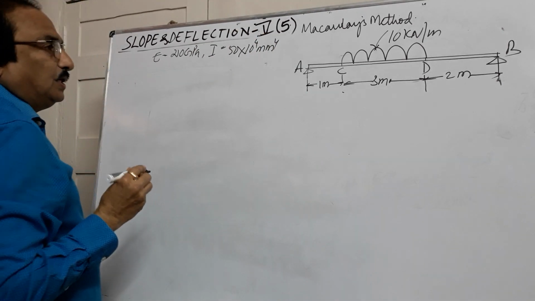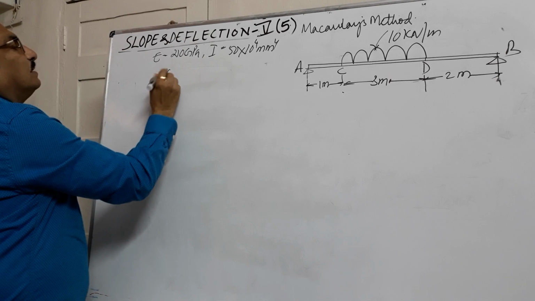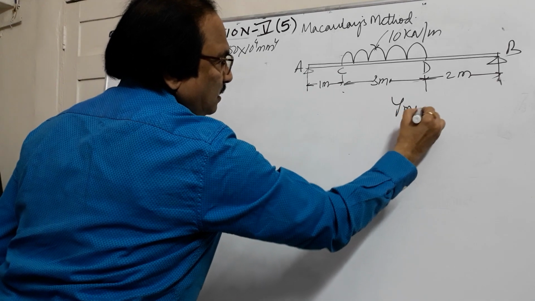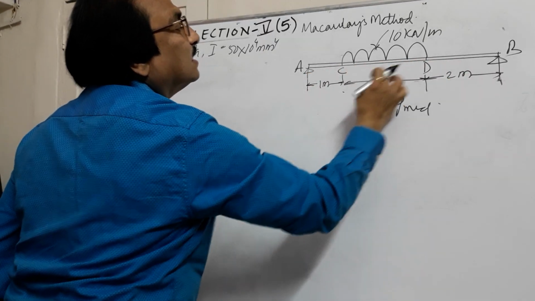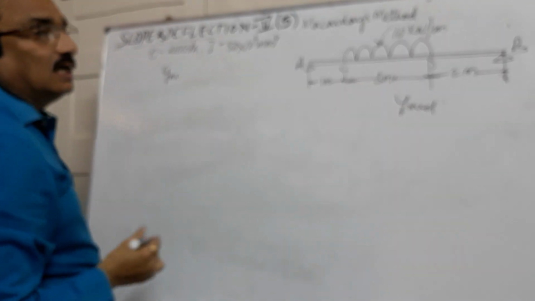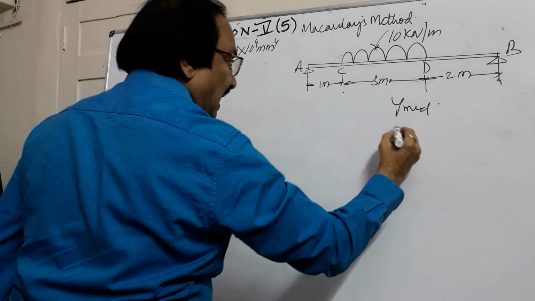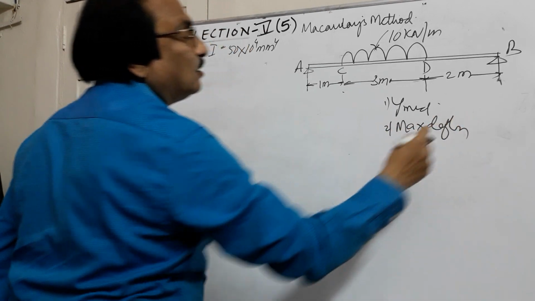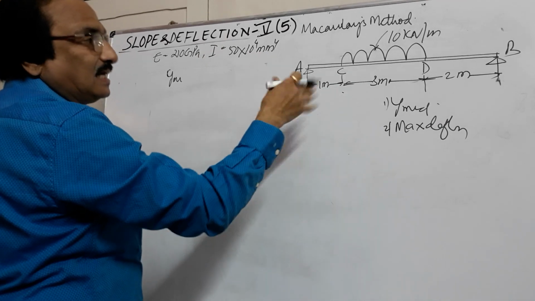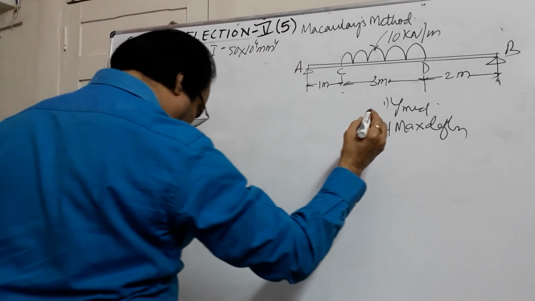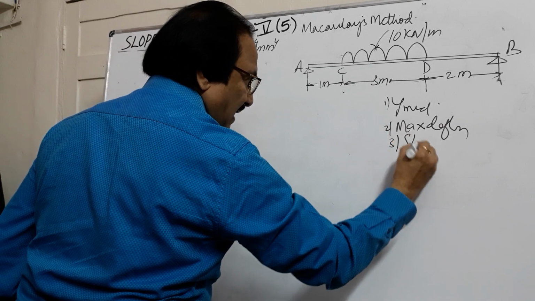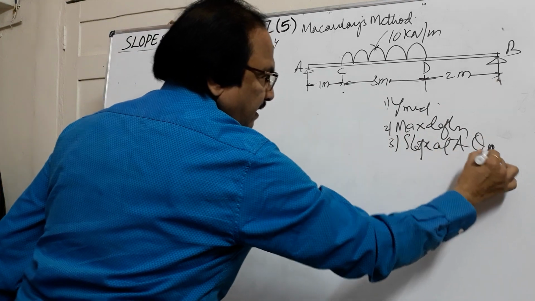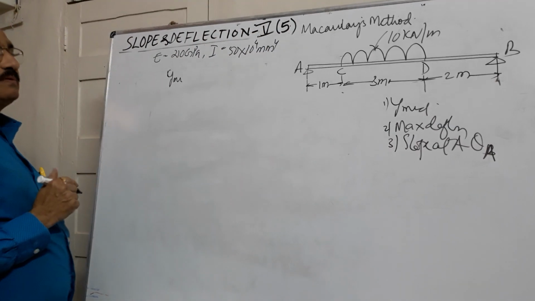Now in this you are required to find the deflection Y at the midpoint. The total length is 6 meters, so at 3 meters what will be the deflection? Second is the maximum deflection. You have to find where the maximum deflection is acting and calculate how much it is. And third, you have to find the slope at A, that is theta A. You are required to find these things in the given problem.